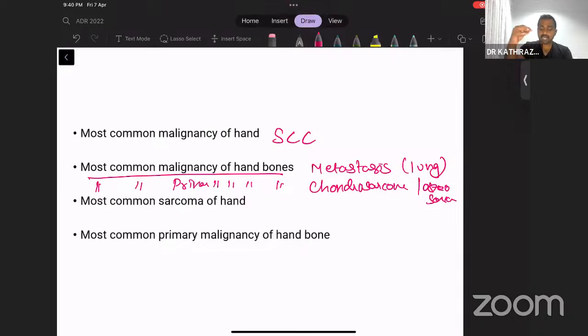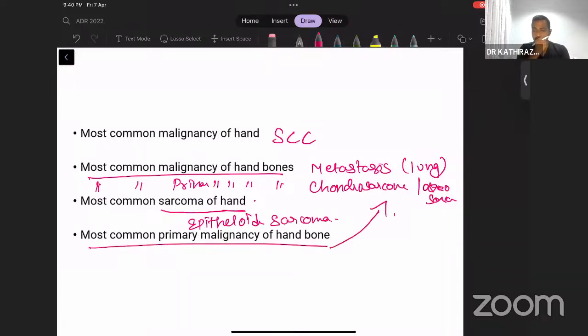Common malignancy of a hand bone. Oh, sorry, hand bone, that was the last word. Most common sarcoma of the hand? Then the answer is, not the hand bone, just the hand, epithelioid sarcoma. Most common primary hand bone malignancy is chondrosarcoma and osteosarcoma. Clear? Am I making sense, guys? Only one word difference, but it can make the entire answer different.